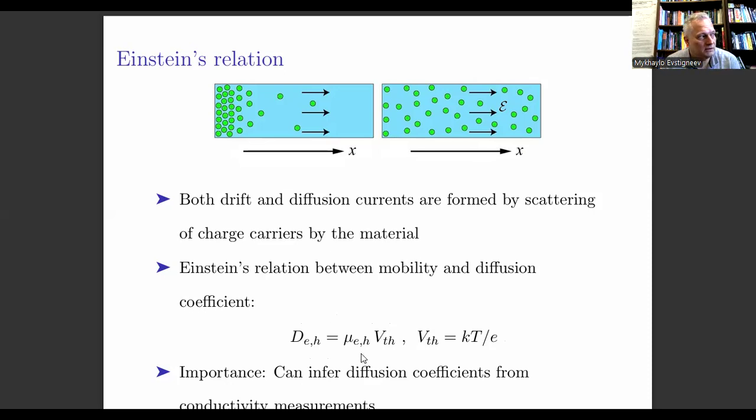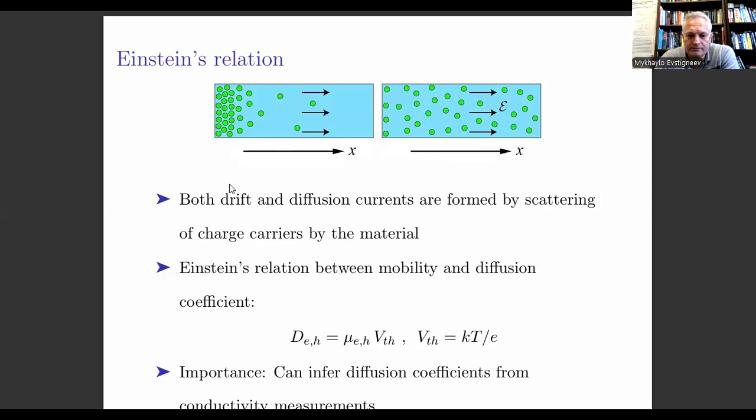Mobility can be inferred from the conductivity quite easily, because conductivity is elementary charge times mobility times the concentration of the majority carriers, assuming that the minority carriers contribute very little to the conductivity. So you can measure the mobility quite easily, but the diffusion coefficient is not so easy to measure. Einstein's relation allows you to immediately find the diffusion coefficient by simply multiplying mobility with the thermal voltage.